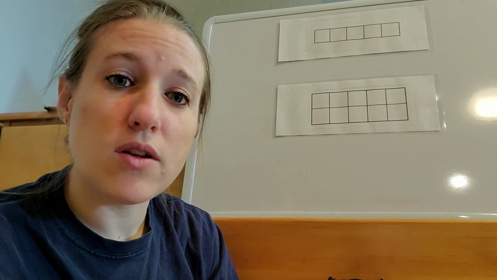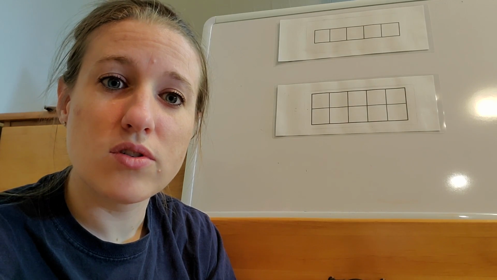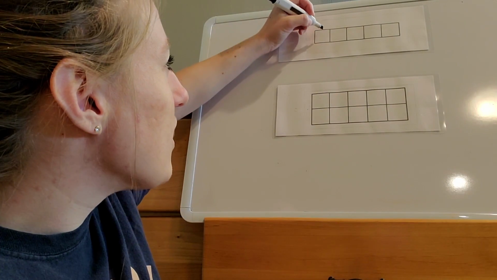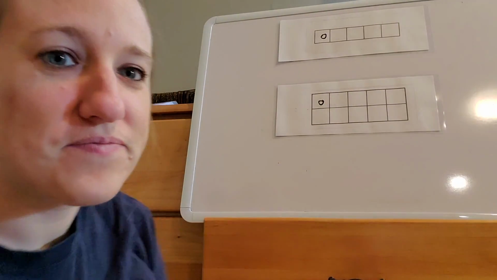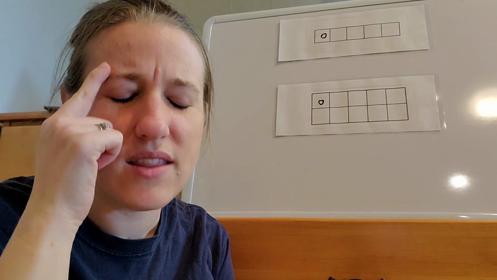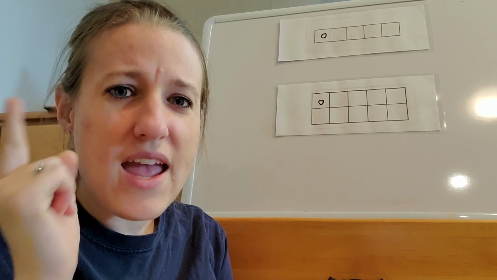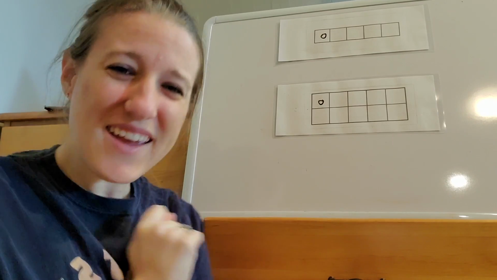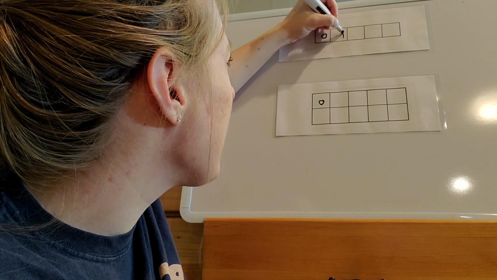What did the caterpillar start as on the leaf under the moon? An egg. So right here, we're going to start by drawing the egg. All right, now think. What happens next? The egg hatches into a caterpillar. Let's draw our caterpillar next.